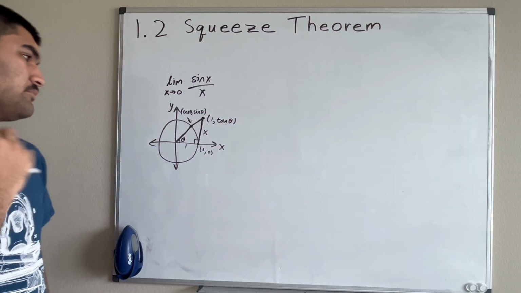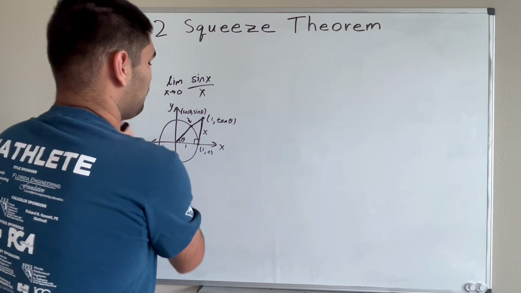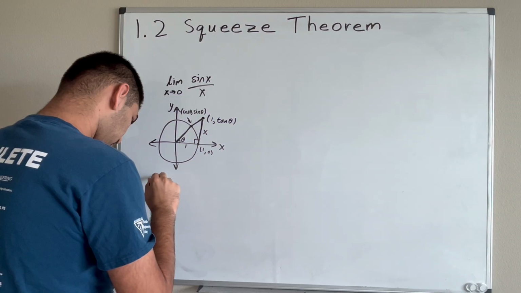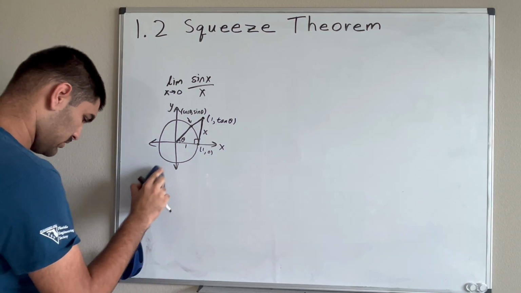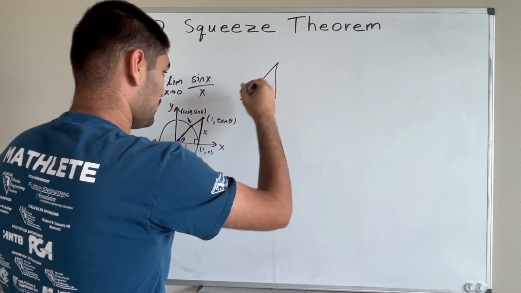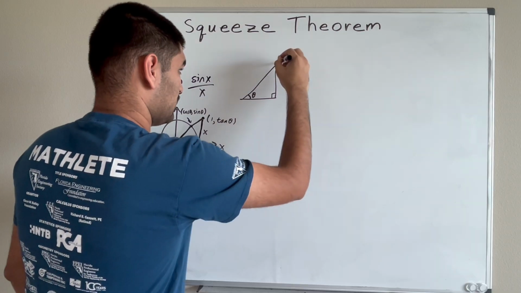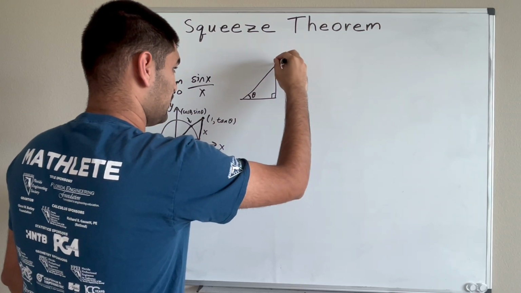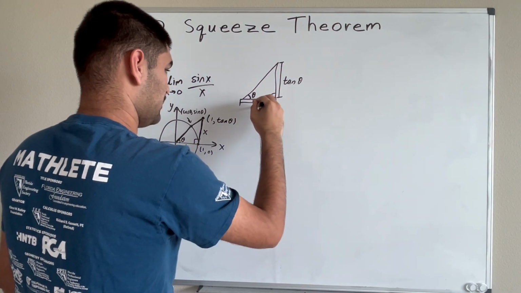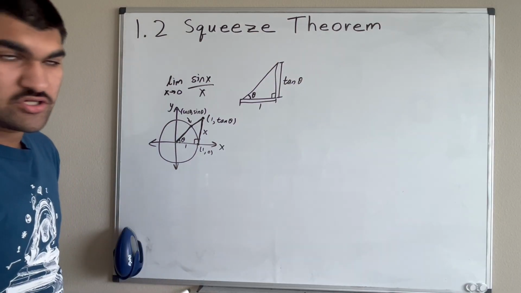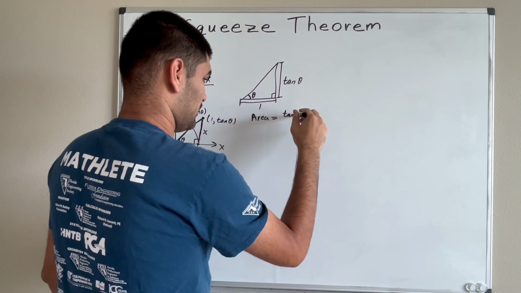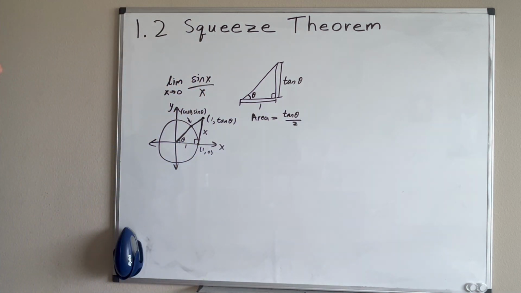Okay? Cool. So now we will find the area of this big triangle that we just made. So we have this triangle right here. This length right here is tangent theta, and this length right here is 1. So by the area of a triangle, it's 1/2 base times height. So the area of this triangle is equal to tangent theta over 2, right?